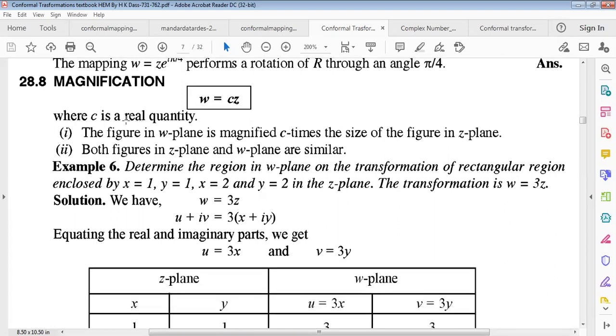Now the magnification in the w plane: w equals c into z, where c is a real quantity, that means a real number. The figure in the w plane is magnified c times the size of the figure in the z plane. In the z plane we get a shape, but in the w plane it will be magnified c times.